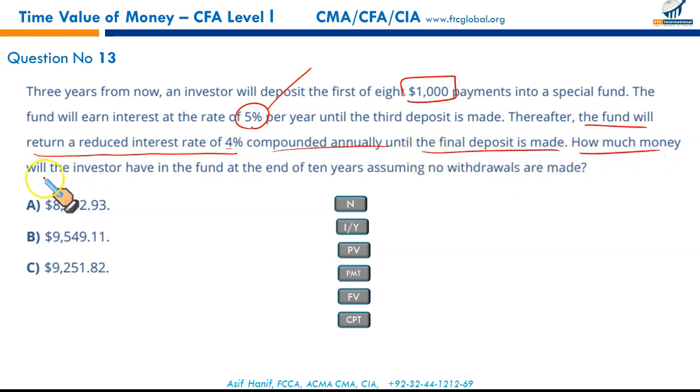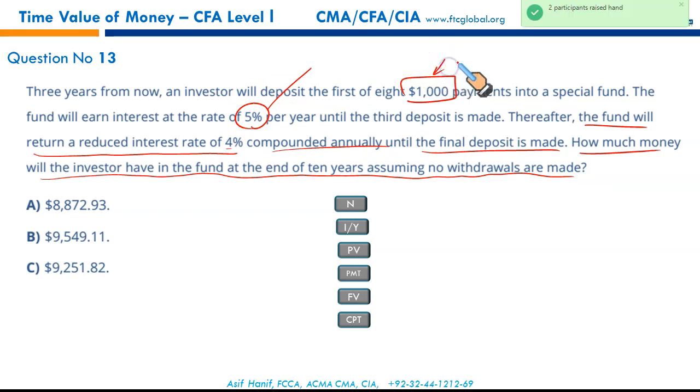How much money will the investor have in the fund at the end of 10 years, assuming no withdrawals are made? Now this question will be done in 2 parts. Firstly, there will be 3 payments invested at the rate of 5%. Each payment is $1,000. And then subsequent to these 3 payments, there will be 5 payments of $1,000 each, and for those payments the interest rate will be 4%. So the question will be done in 2 steps. First is step 1.